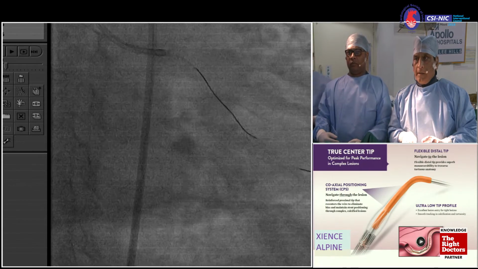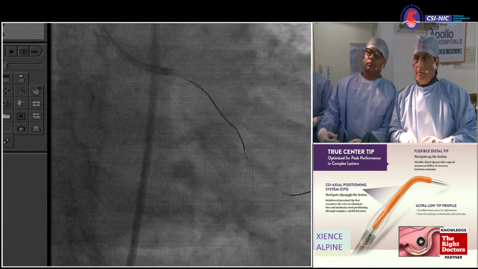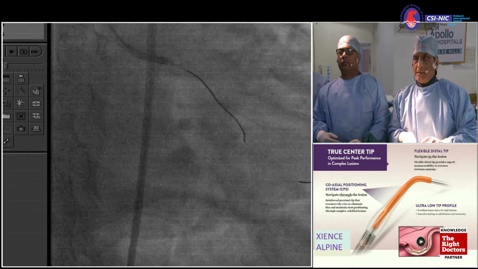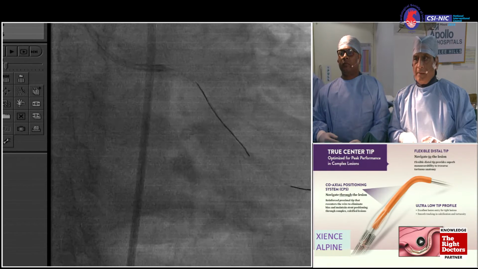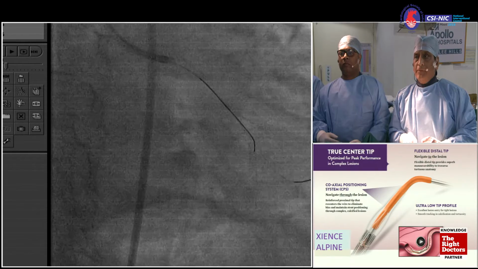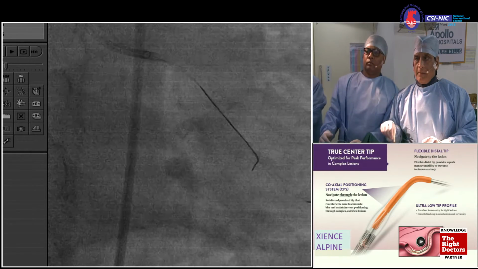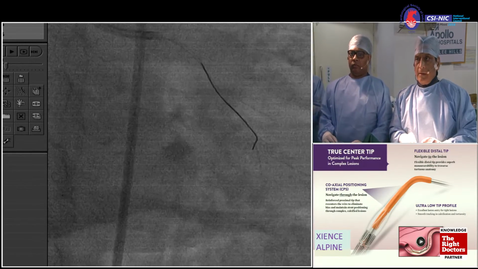Which wire is it? Yeah, it's the same. We are the BMW, so we are trying to use the same. If not, we'll go with the Fielder. Yeah, magnify this view so that we can see a little better. Crush seems to be slightly more than required. Yeah. Is it so?